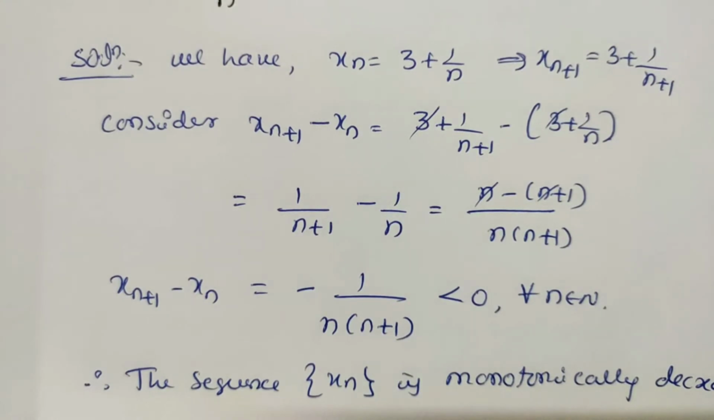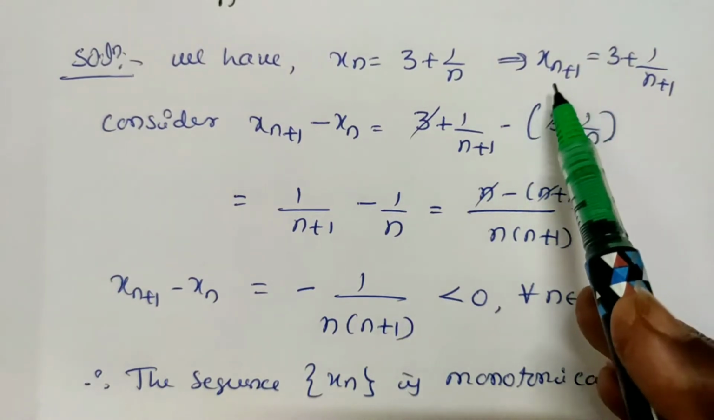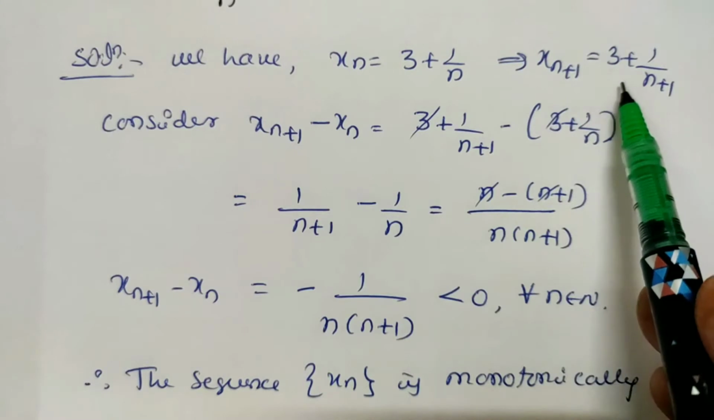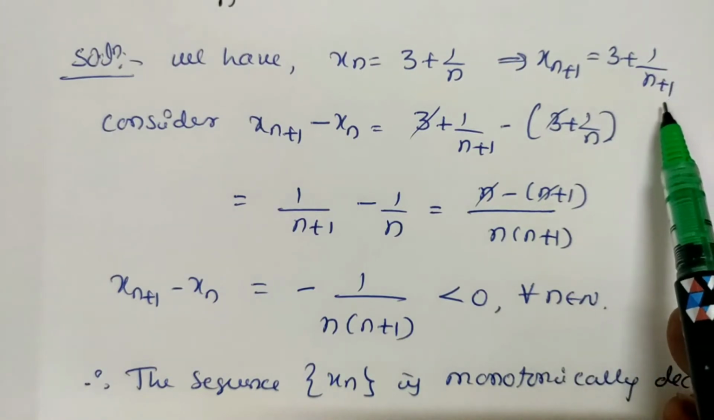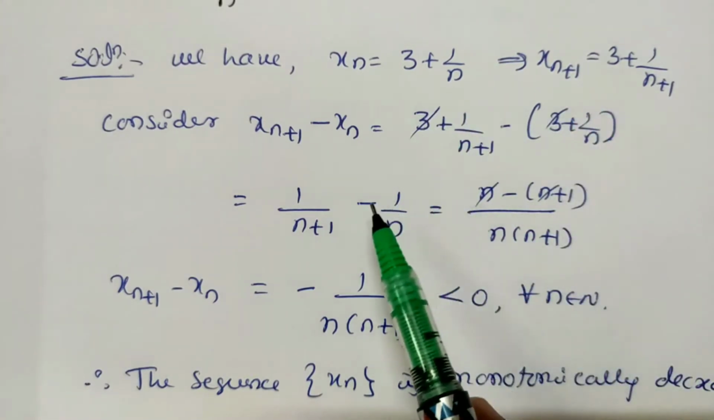Now, to show whether it is monotonically increasing or decreasing, we have to find xn plus 1 minus xn. For that, you just replace n by n plus 1 to get xn plus 1. So xn plus 1 is equal to 3 plus 1 divided by n plus 1. Now find the difference of these two.